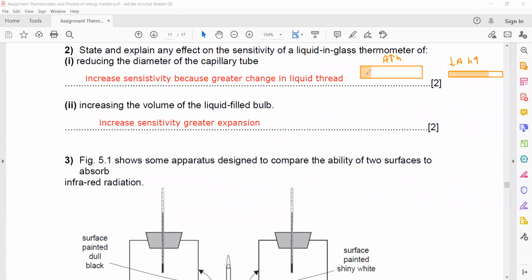Like if I say this liquid has 2 centimeter cube expansion, the other also has 2 centimeter cube expansion, but due to different areas, the change in height is different. But in this one, when you use a large bulb, it will have more volume, that will have a greater expansion.